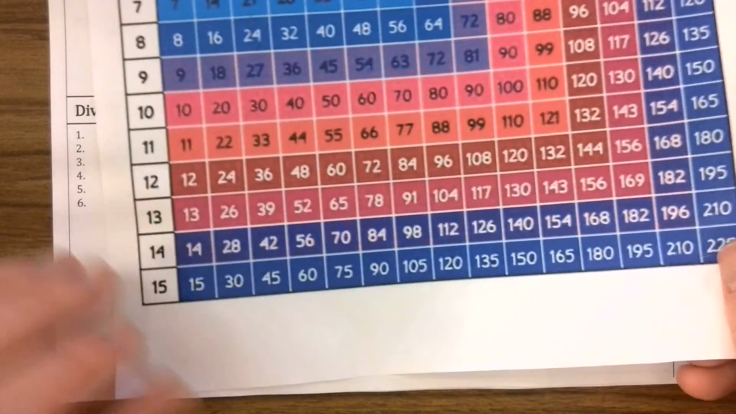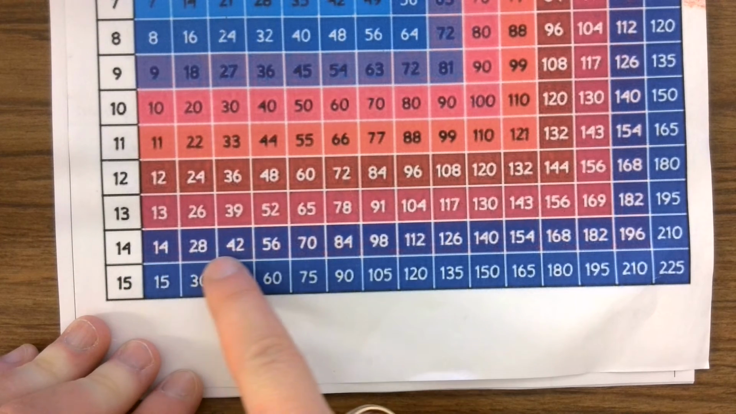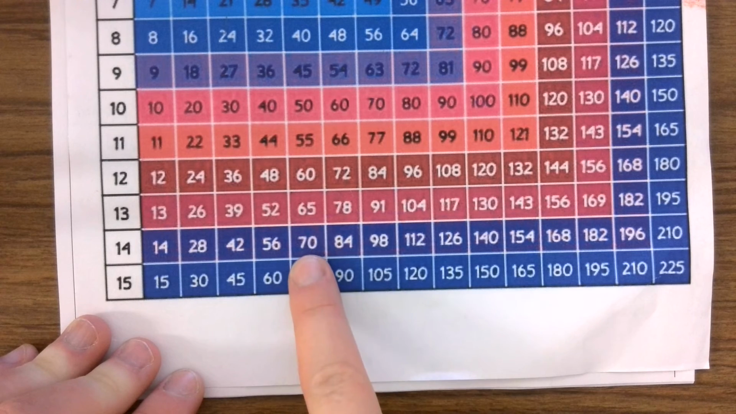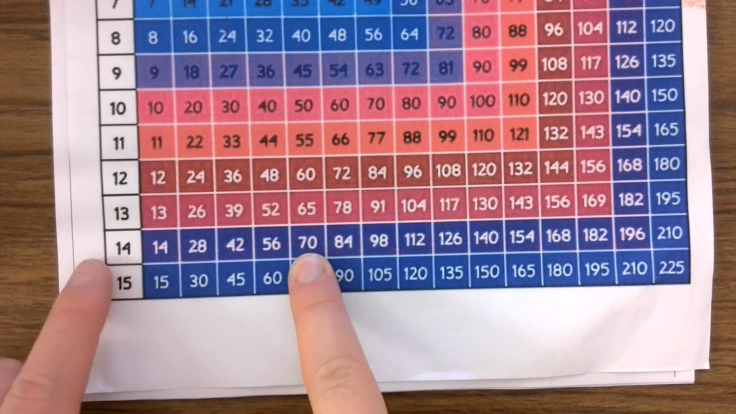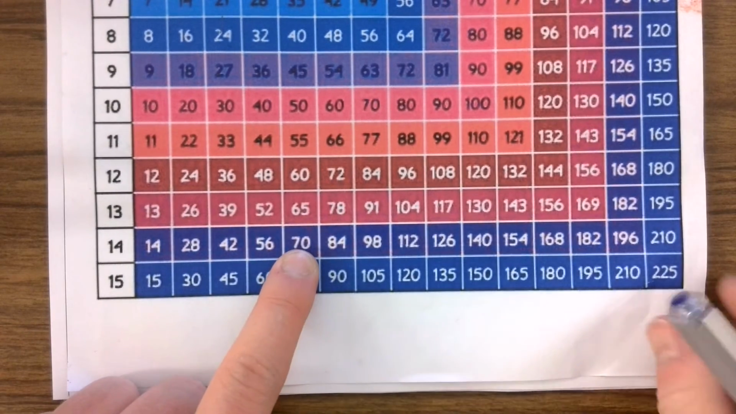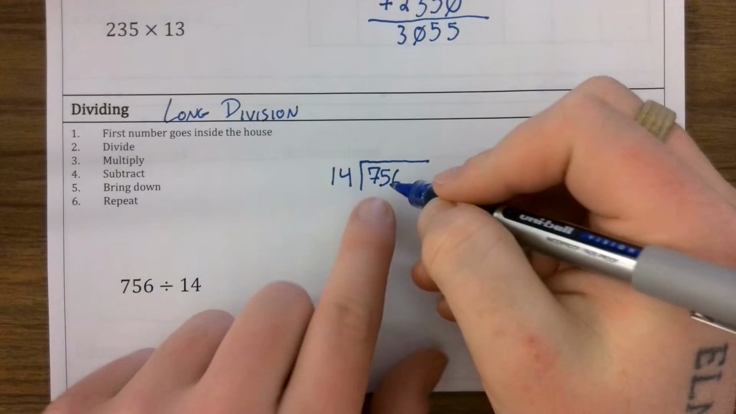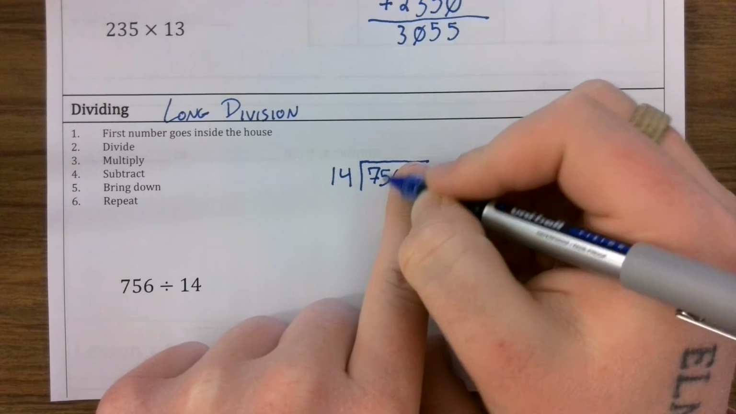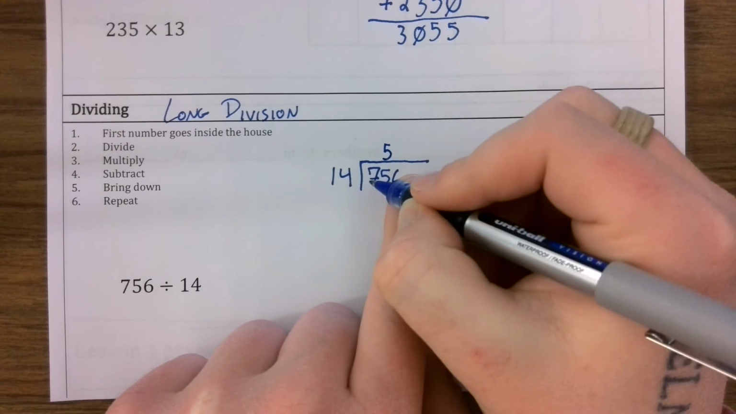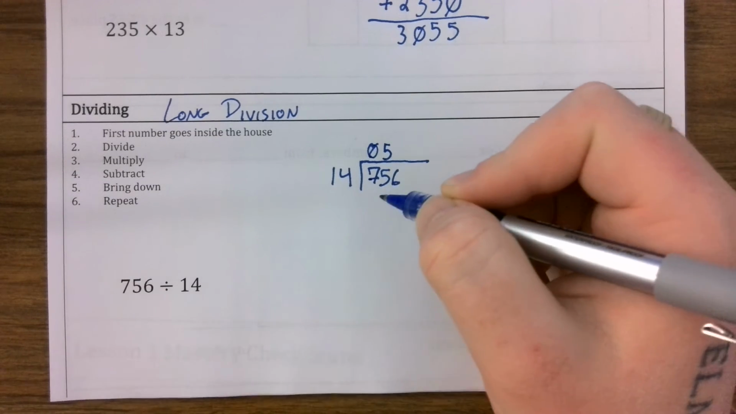I'm going to look at my multiplication chart. Here's my row for 14. I'm going to see how close I can get to 75. There's 70. 84 is too big, so we're going to go with 70. I need 1, 2, 3, 4, 5 14s to make 70. Because we're trying to go into 75, I'm going to put the 5 here. Because 14 can fit into 7 0 times, but it can fit into 75 5 times.